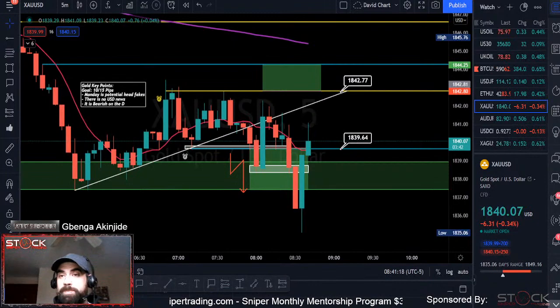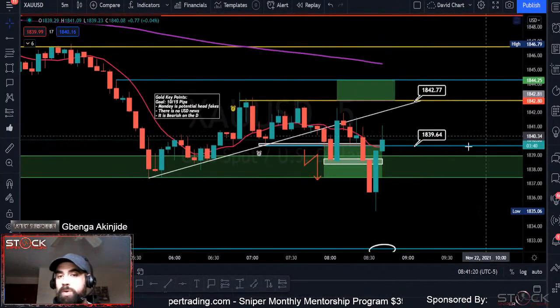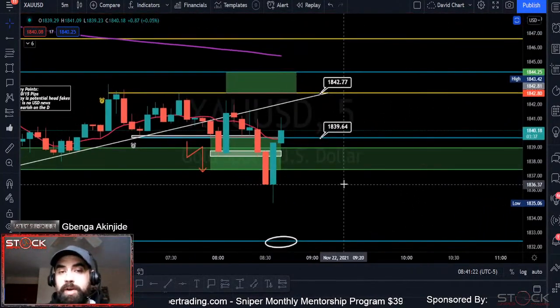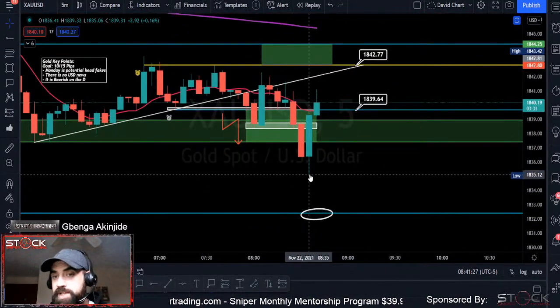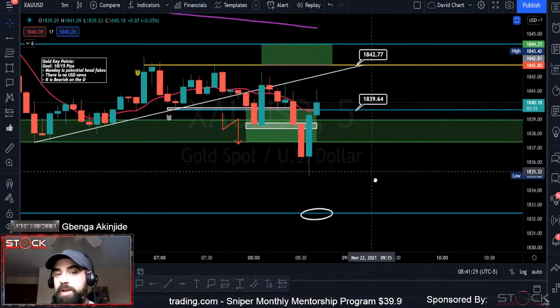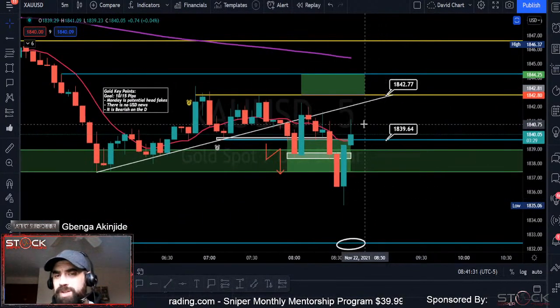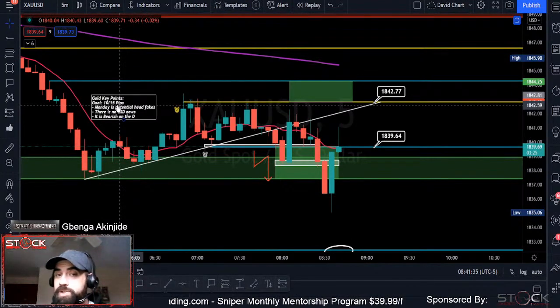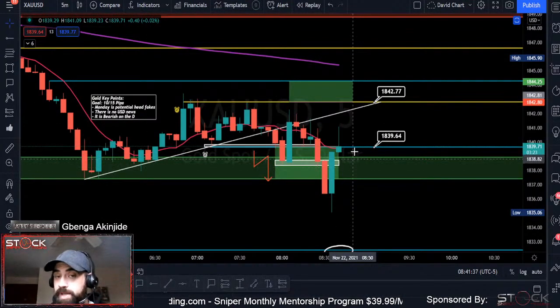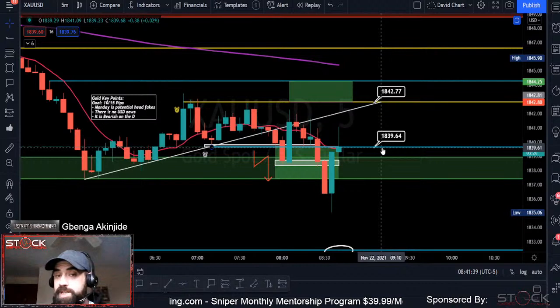So look at gold. Gold did not continue. It was close, guys. It made it to the low at 1835. But now you can start to see it's starting to push back up. Keep in mind, gold is bearish on the daily. It's now at break even, 1839.6.